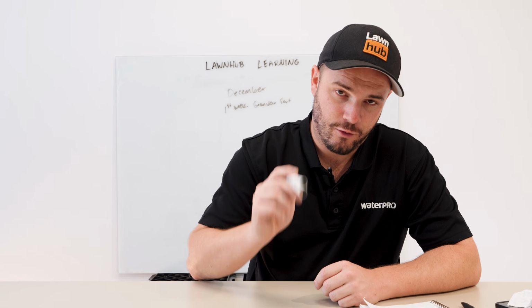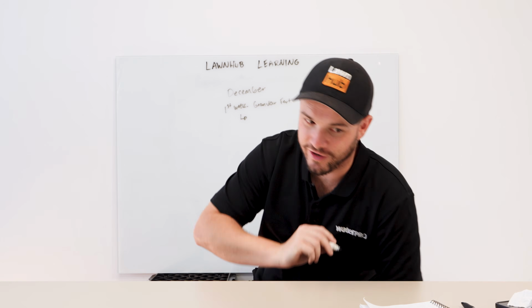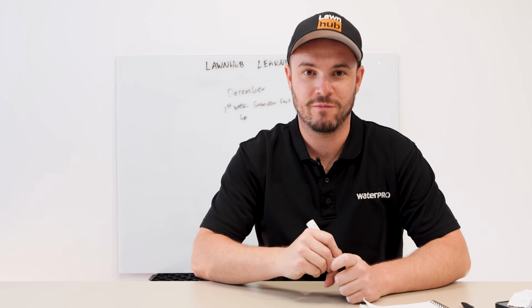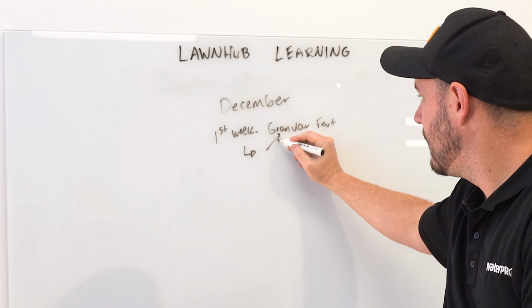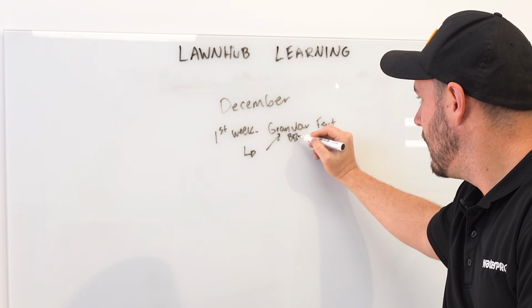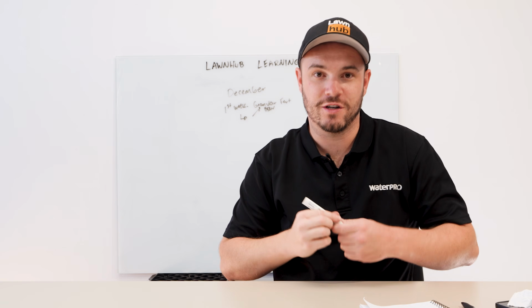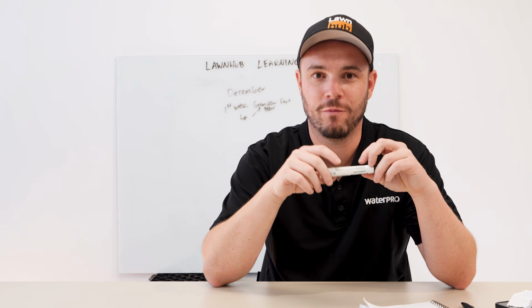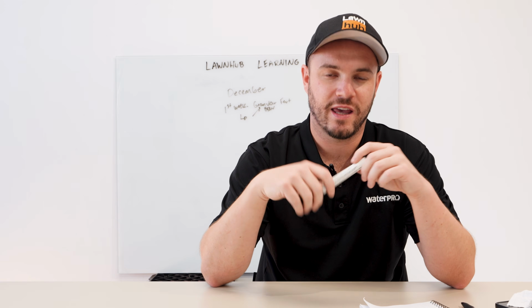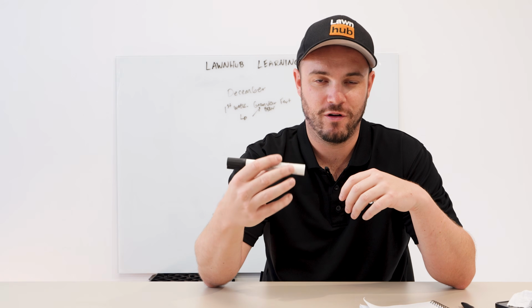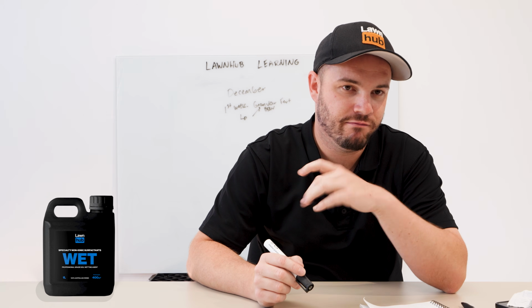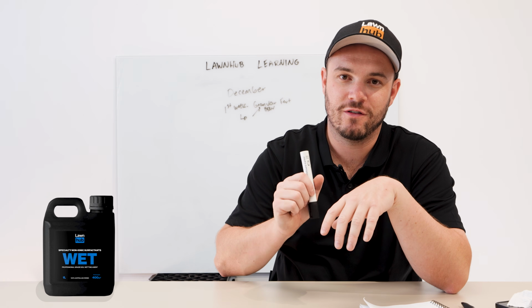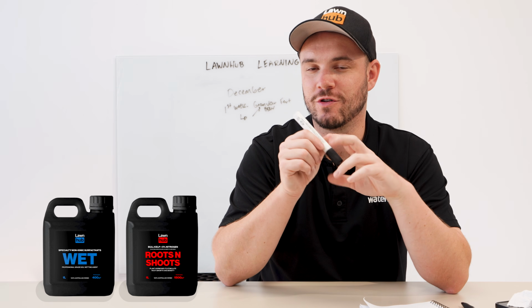Now, quick side note to that. If you love using BBW over wet because of the application, you can tie in BBW with that application. There's absolutely no problem with that at all. They can be mixed. Again, apply them back to back, followed by watering it in. If you prefer to use wet, then that's fine. I like to do it with a roots and shoots application.